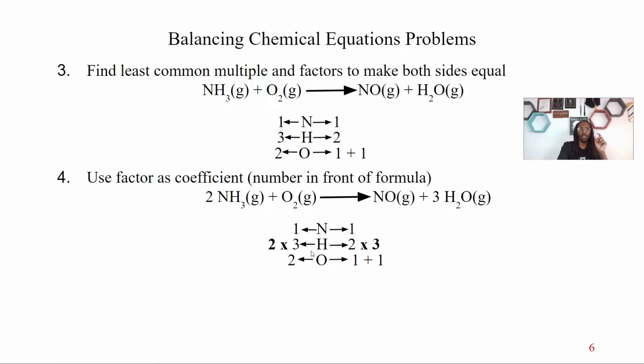So right now, if I look, my 3 hydrogens are in my NH3. So I'm going to multiply this, my coefficient, by 2 now. So 2 times the 3 hydrogens here, I have 6 total hydrogens. If I look on this side, my hydrogens were in my water. If I multiply by the factor, now instead of 2 hydrogens, I have 6 hydrogens, right? 3 times 2.